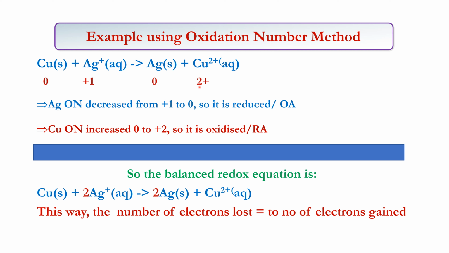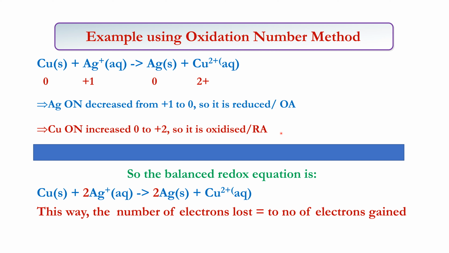For silver, its oxidation number decreased from +1 to 0. Remember that decrease in oxidation number is reduction. Therefore, silver has been reduced. And since silver is reduced, it must be the oxidizing agent, because an oxidizing agent is reduced during a chemical reaction. For copper, its oxidation number increases from 0 to +2. Remember that increase in oxidation number is oxidation. Therefore, copper has been oxidized.